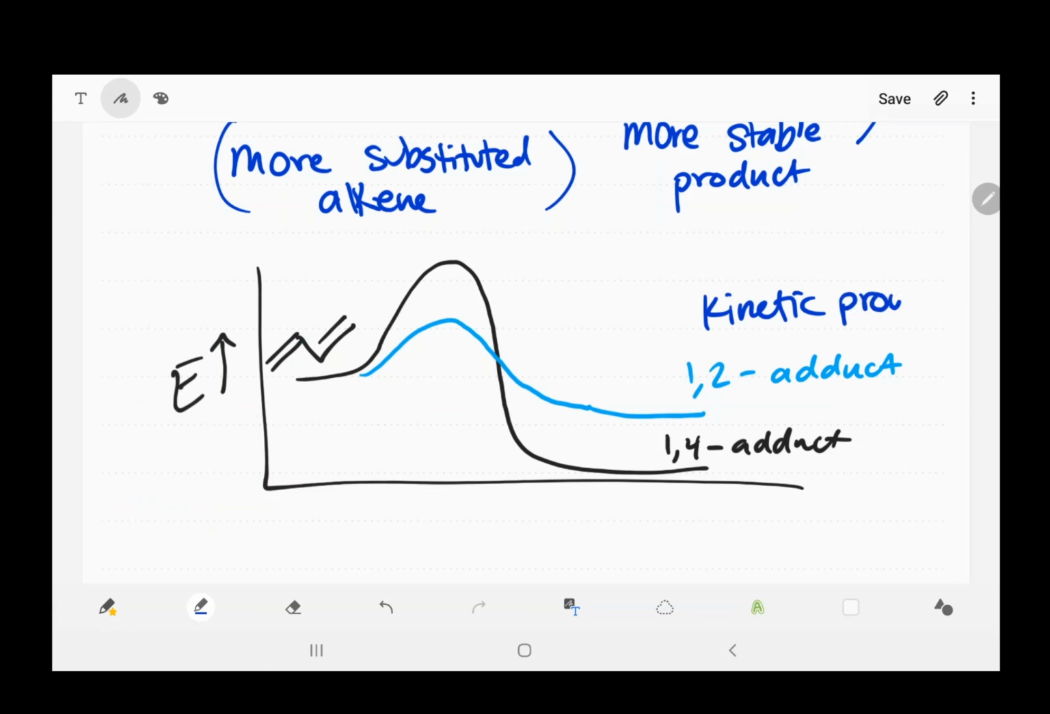We're going to say that this 1,2 adduct is called the kinetic product, and the 1,4 is called the thermodynamic product.